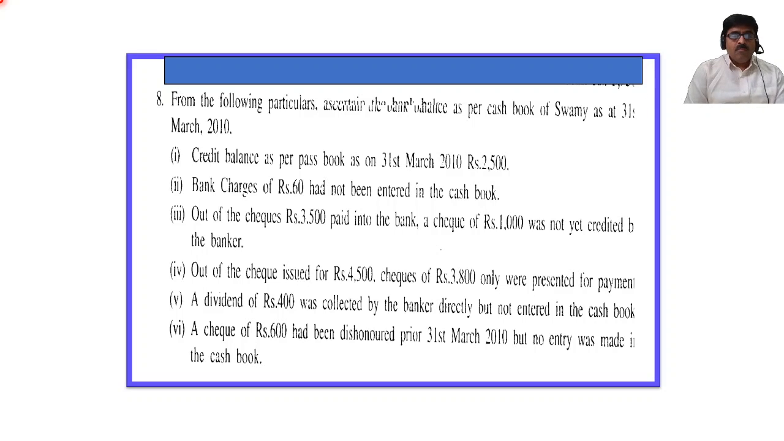Now from the following particulars, ascertain the bank balance as per the cash book of Swami as at 31st March 2010. 31st March 2010 is the cut-off date, the date on which we are preparing the bank reconciliation statement. 1. Credit balance as per passbook as on 31st March 2010, 2500. Credit balance of passbook, so passbook is the basis. The passbook showing credit balance 2500 means that the cash book is showing a debit balance of 2500.